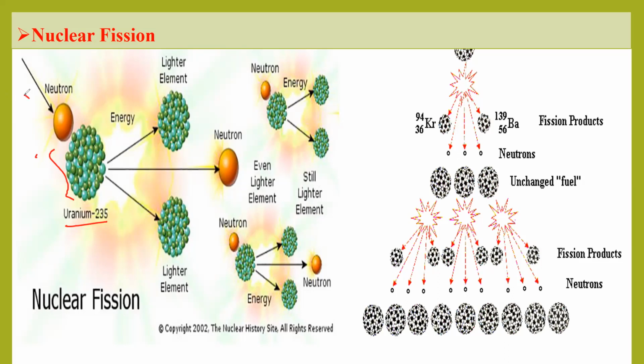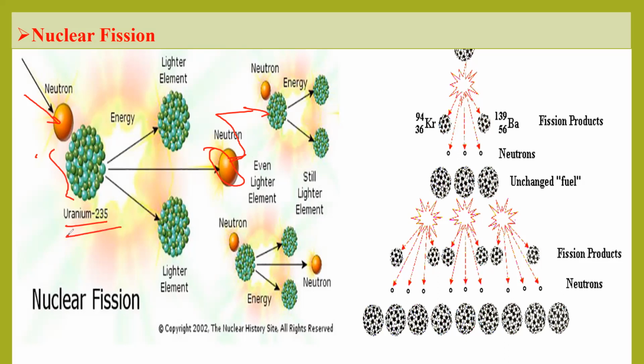it undergoes bombardment of neutrons, and it is split into two lighter elements, and a huge amount of energy and neutrons are released. When neutrons are released, these neutrons are again reused. This neutron is utilized for the same process. Okay, so the process is continuous.